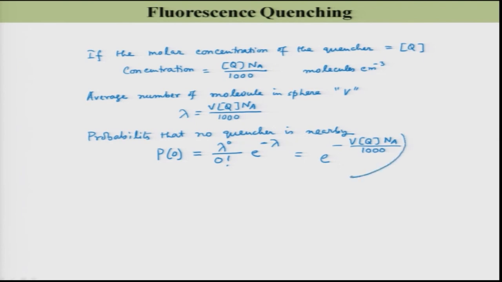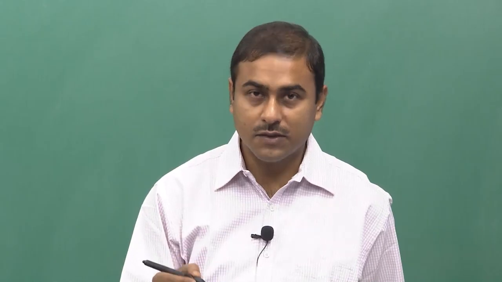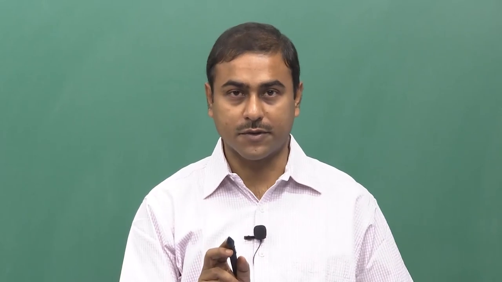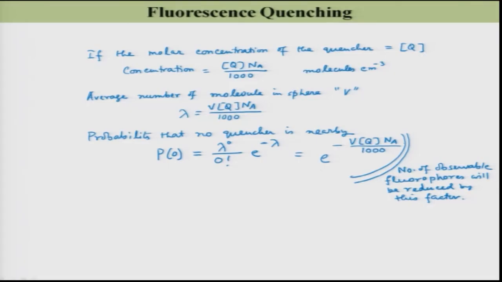It means that the number of observable fluorophores will be reduced by this factor, because this is P 0, no quencher is nearby, right. No quencher is nearby, that means you will get the fluorescence from that. When the quencher is nearby, those quenchers will immediately quench all the fluorescence of those fluorophores. So, this quantity, e to the power minus V Q N A by 1000, must be multiplied with I 0.